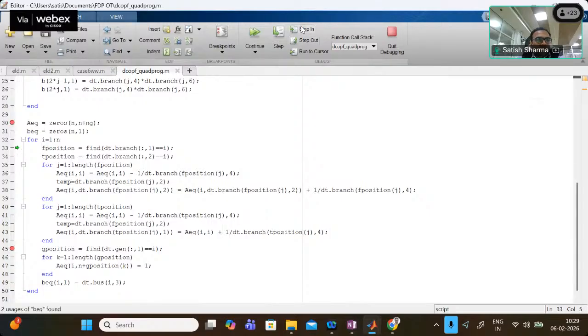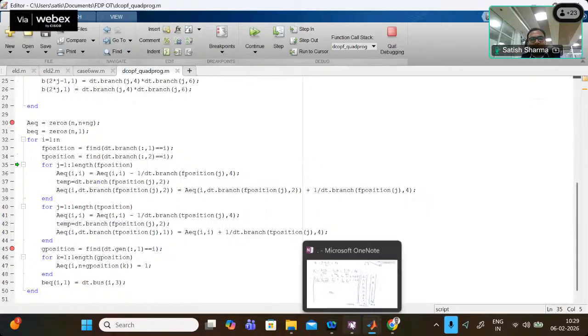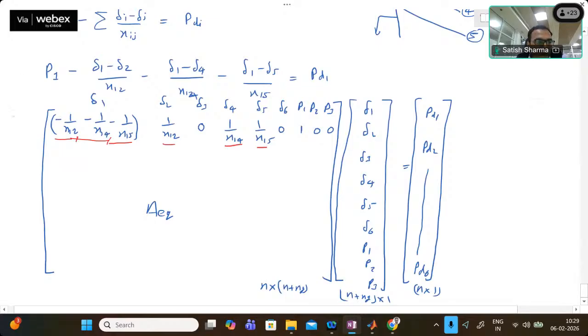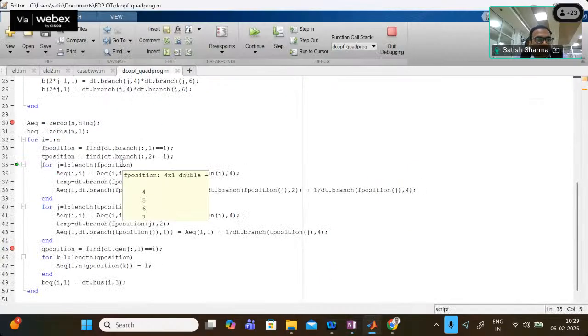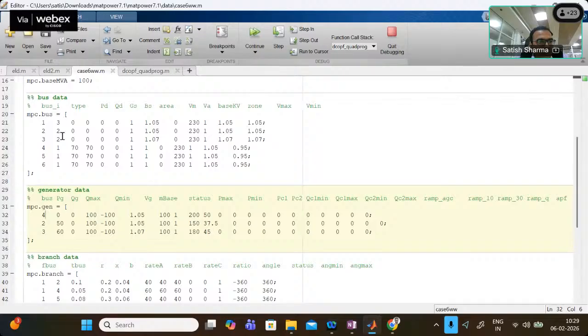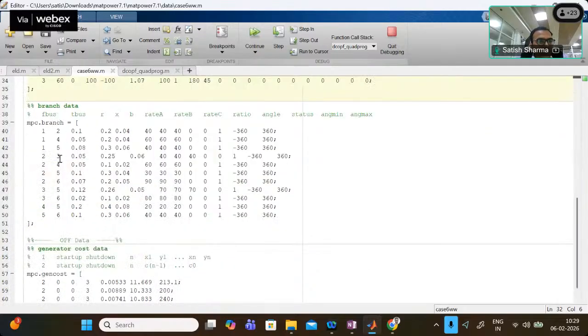Then step a second time, so f positions are 2 4 5 6 7, and t positions are 1. So there are 5 basically branches. One is 1 by x12. Then for this second node it will be minus 1 upon x12, minus 1 upon 4 5 6 7. I think these are the branches. Let me see. So the branches are 2 connected with 3 4 5 6, 2 3 4 5 6.